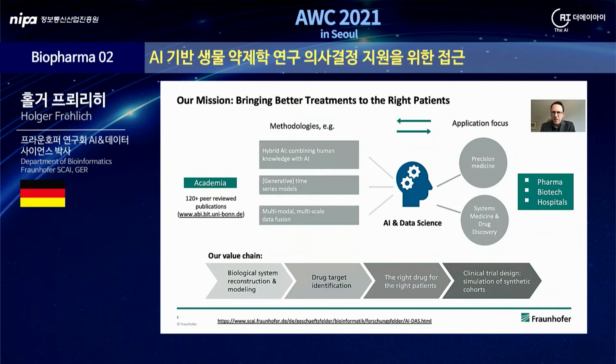Within my team at Fraunhofer, we aim for realizing the potential of AI and data science in the fields of precision medicine on one hand and early drug discovery, specifically systems medicine, on the other. We develop our solutions jointly together with partners in pharma and biotech industry as well as hospitals.